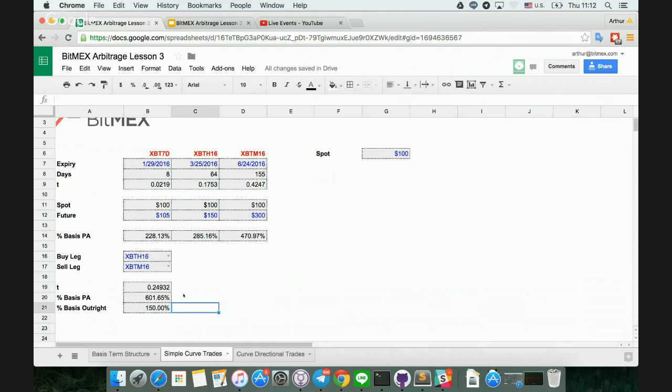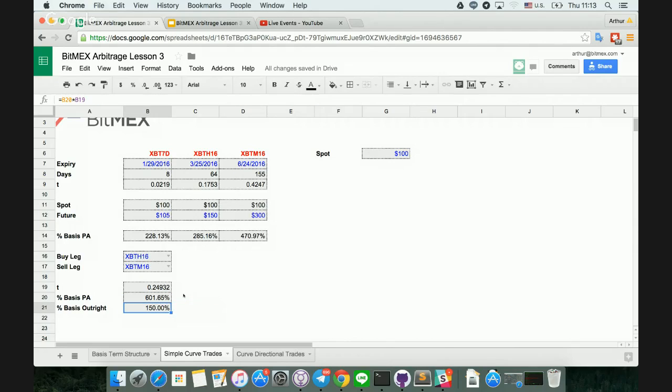If the interest rate on M16 rises to such a degree in 64 days, then we could actually lose more money than we made in the first 64 days. And so this is your P&L, your break even. So if the M16 future is trading at a 600% annualized basis in 64 days, you will have made nothing. So if it trades higher than this, you will lose money. If it trades lower, then you will make money.